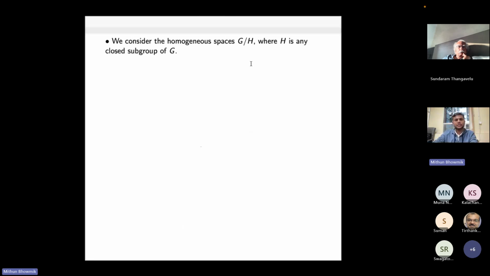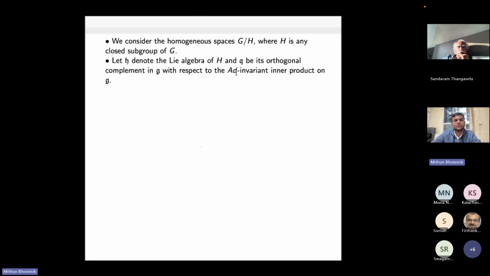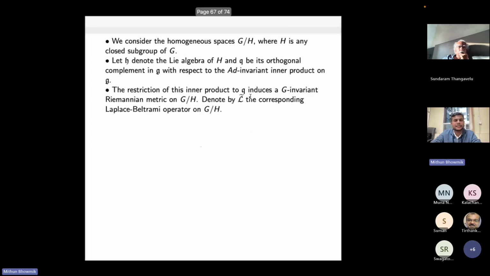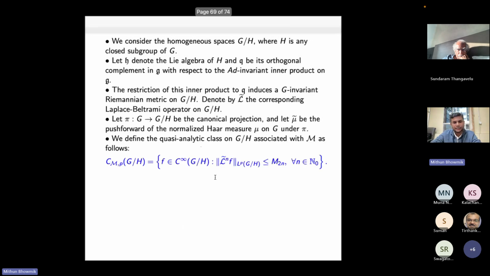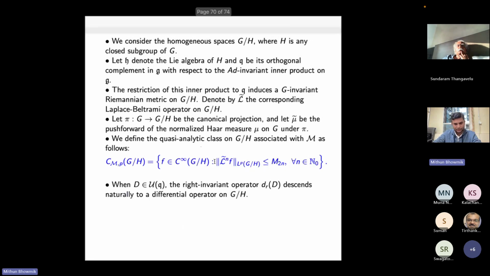A homogeneous space is nothing but this: we consider a closed subgroup H of G, and G over H is the homogeneous space. With respect to the Ad-invariant inner product, we take the complement of H in G, which we call Q, and then take the restriction of the Laplace-Beltrami operator on G over H. G over H is a Riemannian manifold, on which this is the Laplace-Beltrami operator. Similarly we get the push forward of the normalized Haar measure on G over H, and we can define this quasi-analytic class of functions on G over H in terms of this Laplace-Beltrami operator.